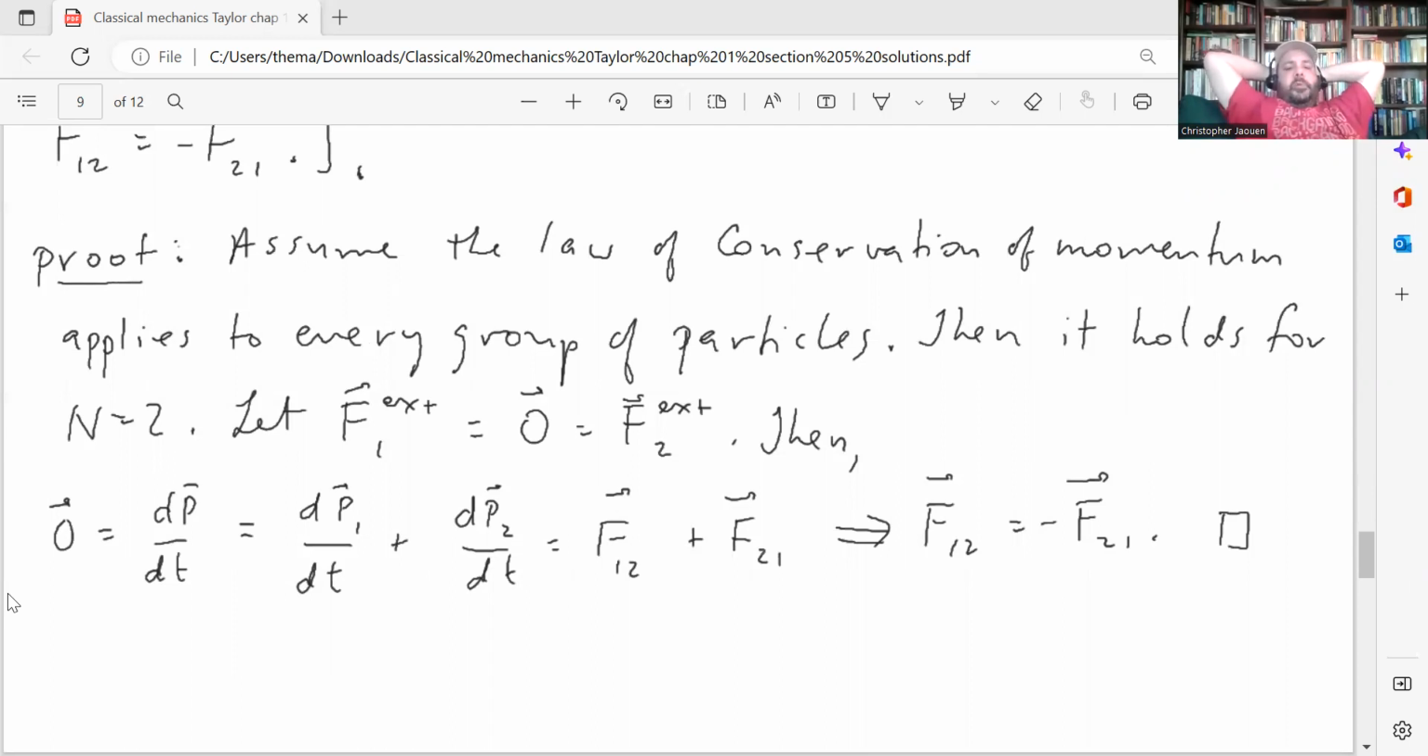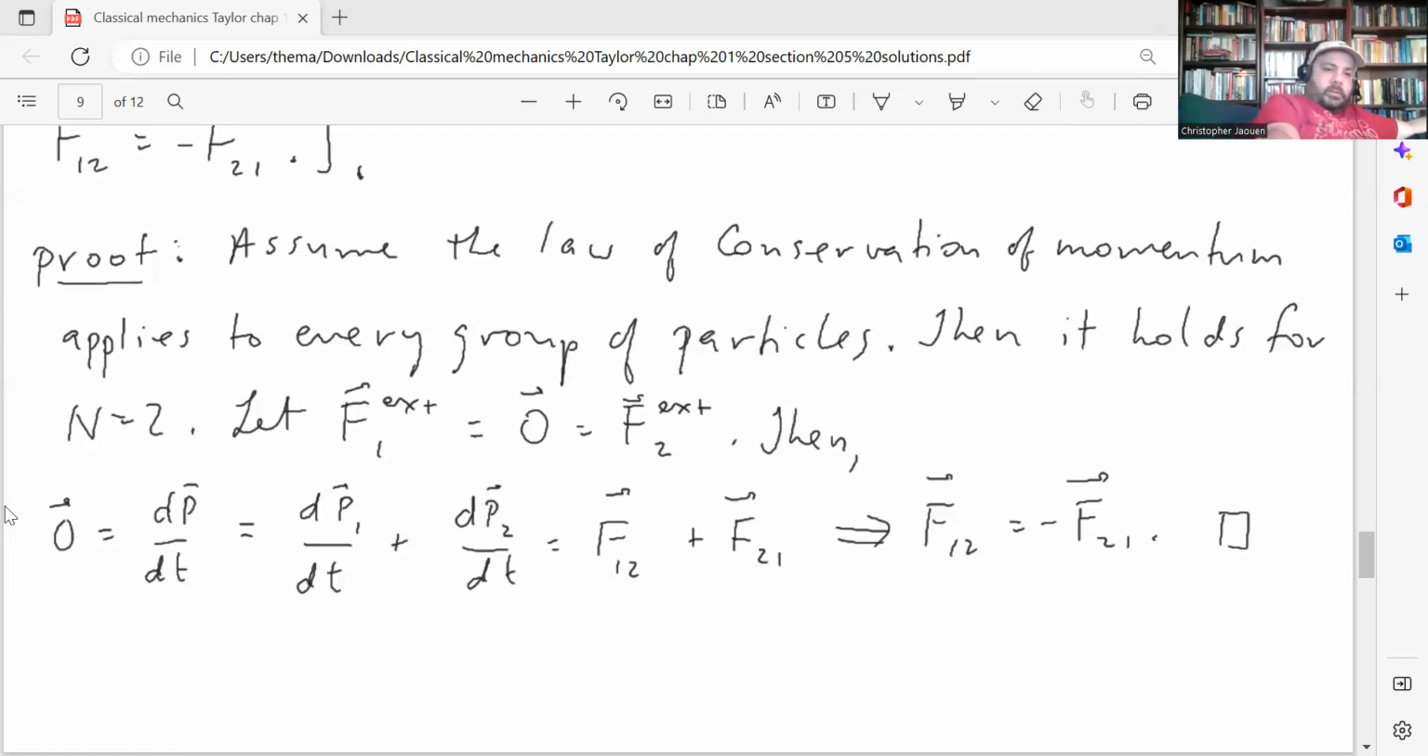Assume the law of conservation of momentum applies to every group of particles, then it holds for n equals 2, obviously, right? Because n equals 2 is a group of particles. Then if the external force is 0 for both of the particles, then the time rate of change of the total momentum is 0, which is equal to the sum of the time rates of change of each of the individual momenta, which is equal to F12 plus F21. And then just subtracting F21 from both sides shows that F12 has to be negative F21, and that's it. So that completes the equivalence of Newton's third law with the law of conservation of momentum.